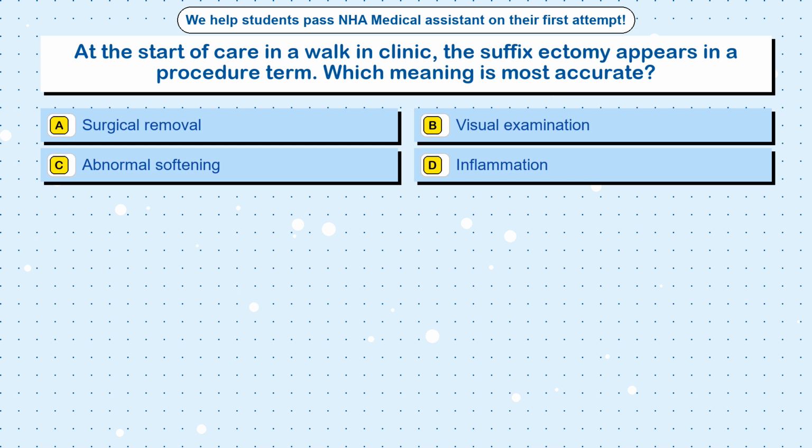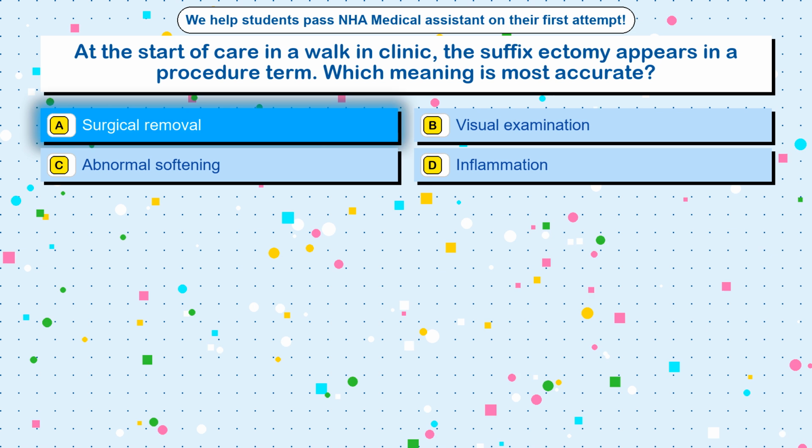Question 22. At the start of care in a walk-in clinic, the suffix ectomy appears in a procedure term. Which meaning is most accurate? Option A. Surgical removal. Option B. Visual examination. Option C. Abnormal softening. Option D. Inflammation. The correct answer is option A.